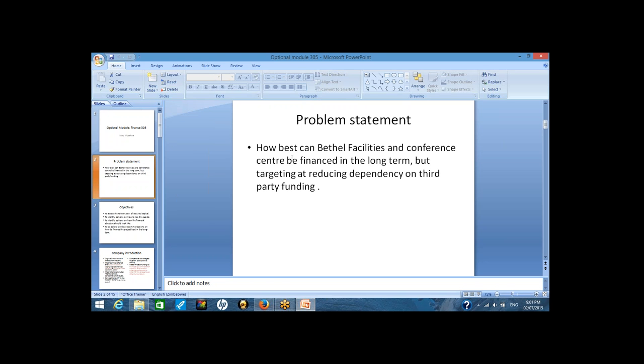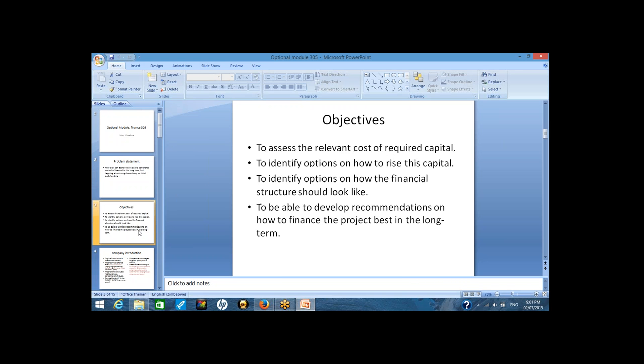My problem statement is, how best can Bethel facilities and conference center be financed in the long term, targeting reducing dependence on third-party funding? My objective is to assess the relevant cost of required capital, identify options on how the financial structure should look, and develop recommendations.